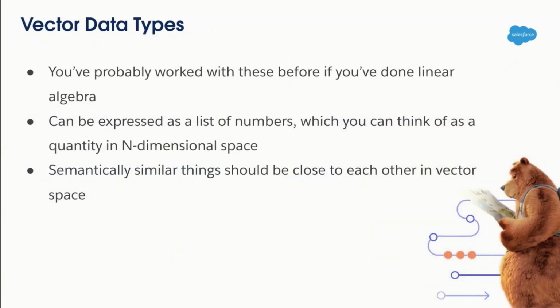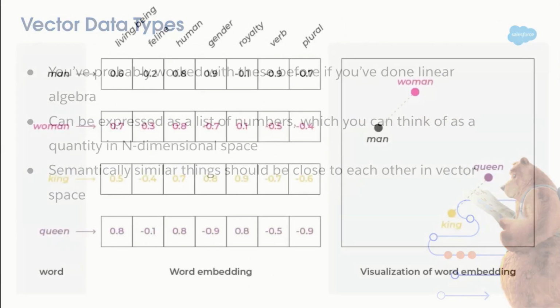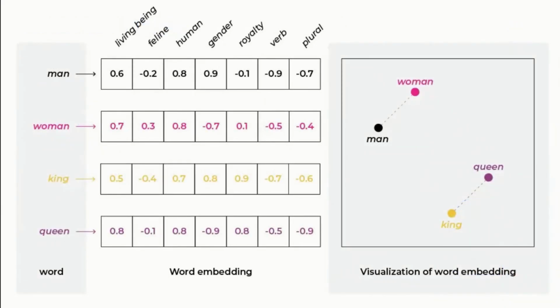So what are vector data types? You've probably worked with these before if you've done linear algebra or maybe physics. They can be expressed as a list of numbers, which you can think of as a quantity in n-dimensional space. And the big idea here, without getting into the too mathematical part of it, is that these are going to look like really long lists of numbers, and semantically similar things represented by these embeddings should be close to each other in vector space. So let's go through an illustration of how that might look.